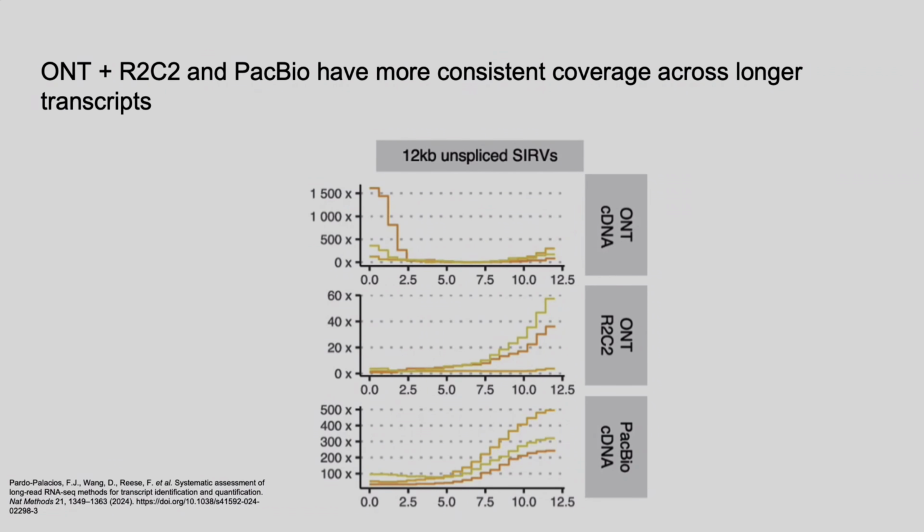This is showing the coverage across long transcripts. And you can see that although all methods have some bias towards 3' fragments, there's a much more dramatic bias towards 5' fragments in the ONT cDNA. And the more of these short fragmented things that you have present in your sequencing data, the harder it is to really accurately identify a compact set of transcripts that are reflective of the biological reality.